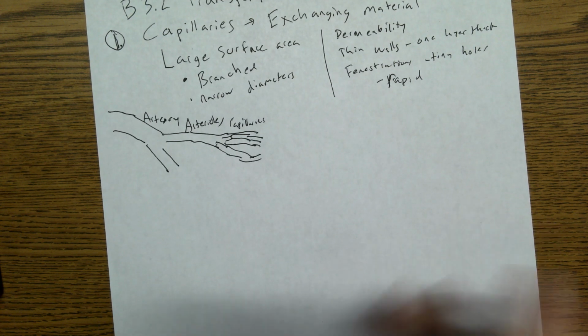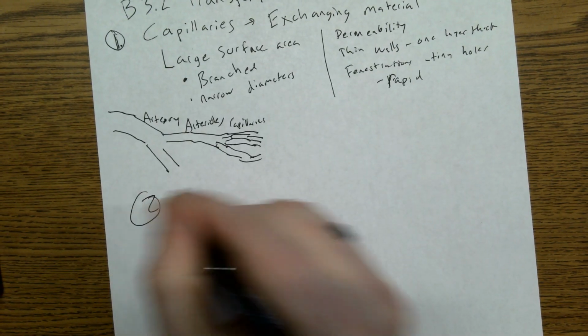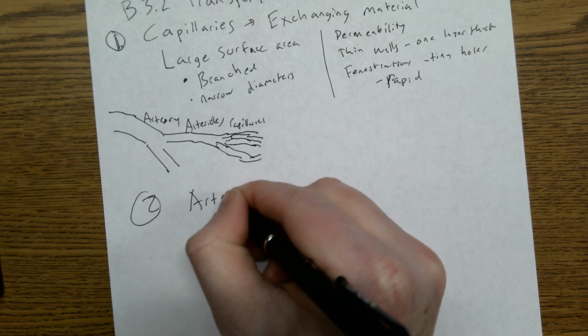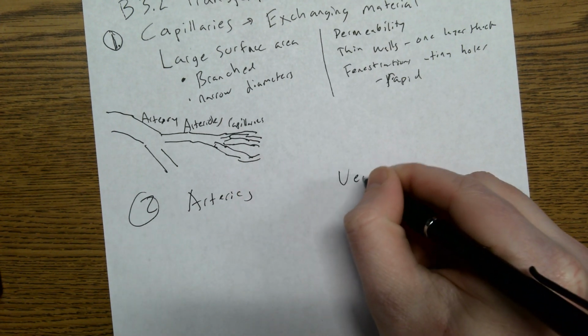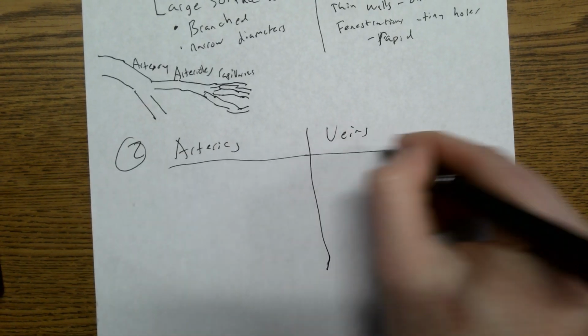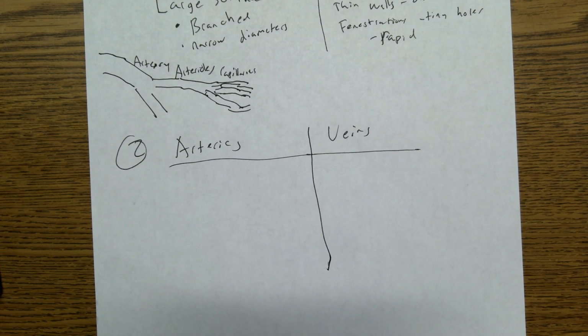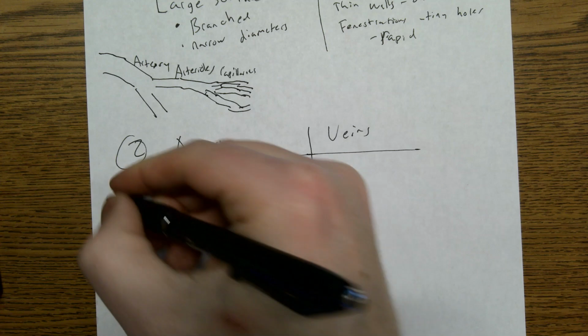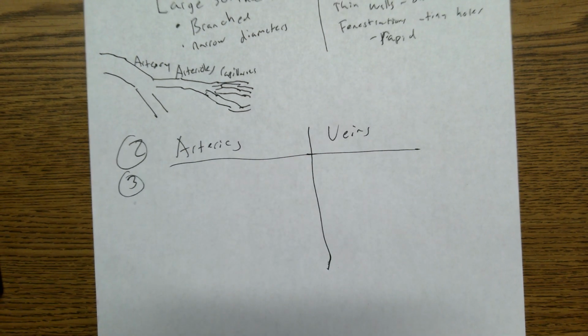The next type of blood vessel you have is, we're going to compare the two. We have our arteries and our veins. This is Standard 2. Here's a comparison between these. You need to know the structure and the adaptation. So we're actually going to do Standards 2 and 3 at the same time.